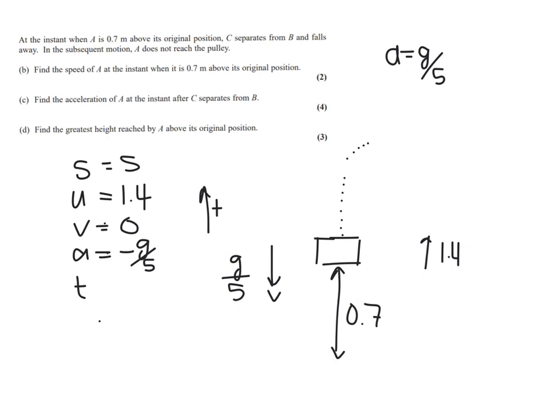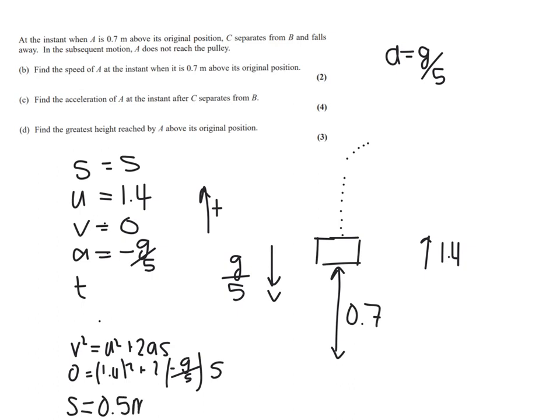Okay, same equation because I've got the same things. So v squared equals u squared plus 2as. And we're going to plug in everything we know. 0 equals 1.4 squared plus 2 times minus 9.8 over 5 times our distance. Rearrange that, we get our distance equals 0.5 meters. So our total distance then is the 0.7 it travelled before this little part of our problem started, and now it's travelled 0.5 meters additionally, and so we end up with 1.2 meters as our total travel.